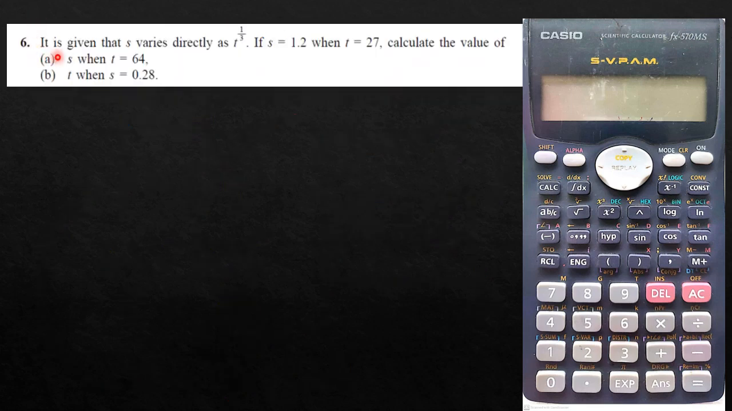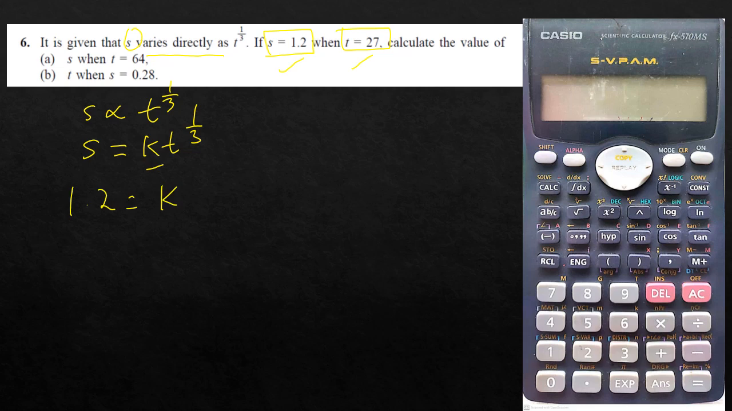Okay class, so question 6, you're given S varies directly as T power 1 over 3, S is this one, T is 27, and then you have to calculate S when T is 64. So what you do first is you write S varies directly as T to the power 1 over 3. So you change into S equals K T to the power 1 over 3. So this information, S and T, helps you to find your K.